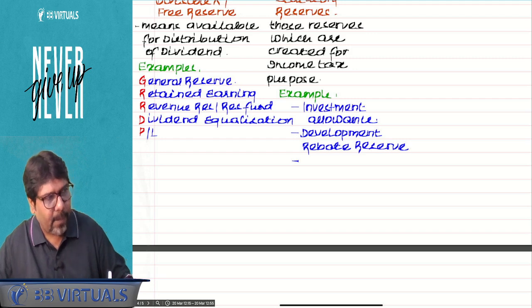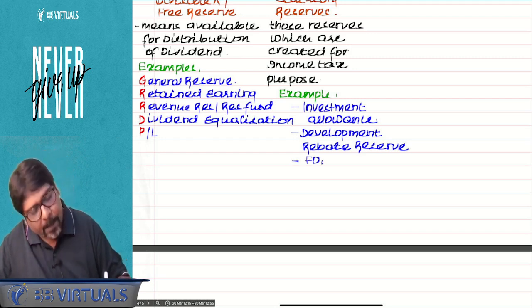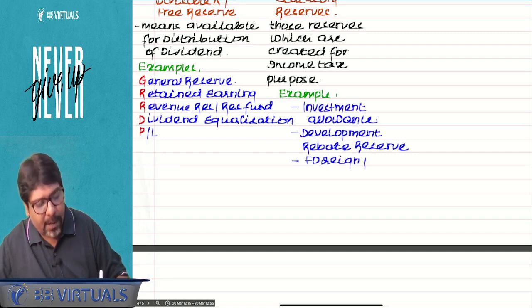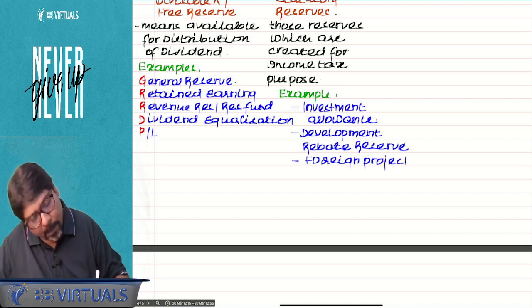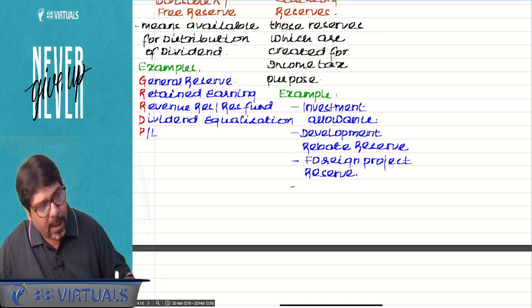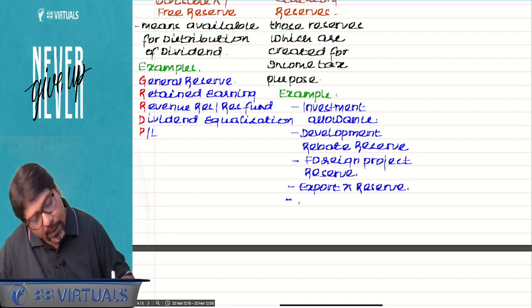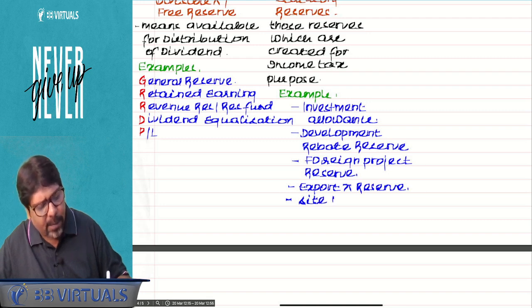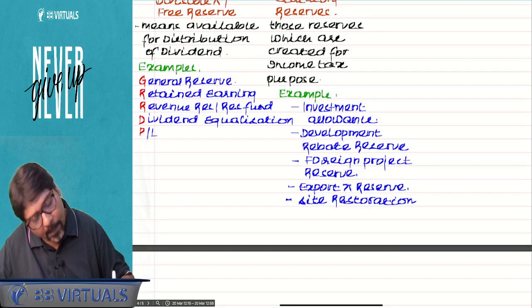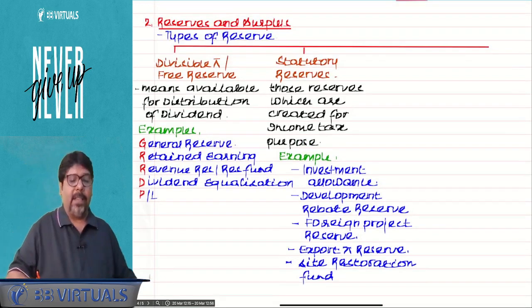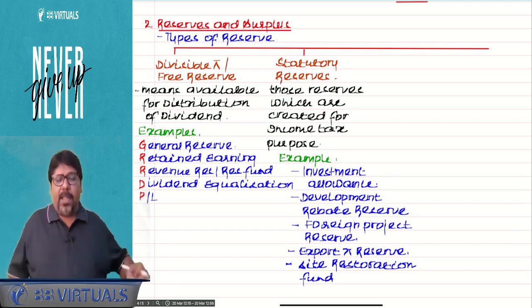Thereafter, foreign project reserve, export profit reserve, site restoration fund. Oh Rama sir, so many are there. These are your statutory reserves. And there are other reserves.